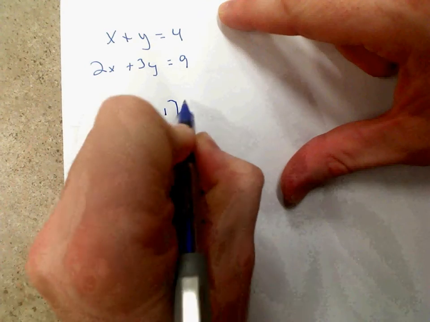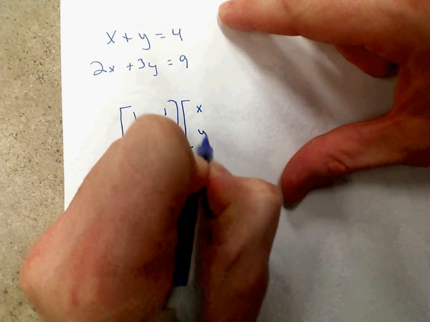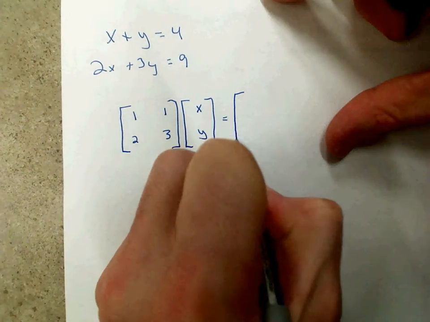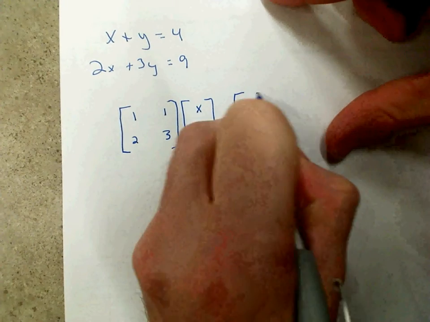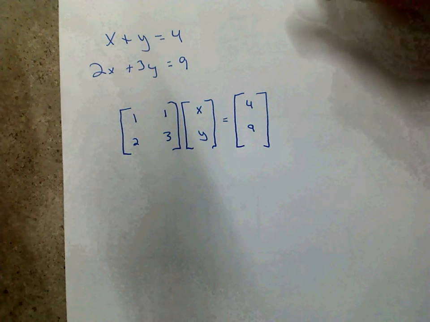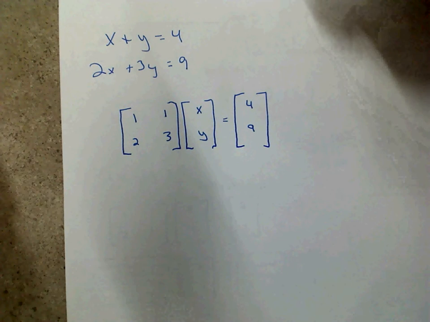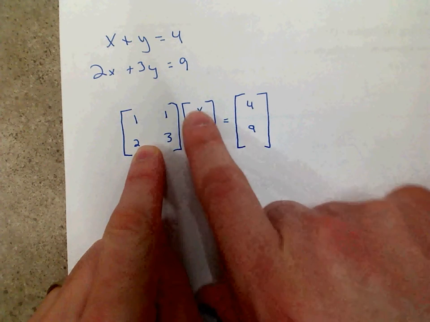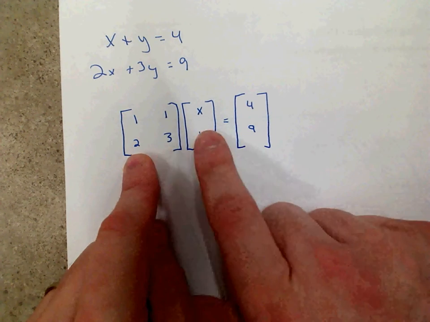and then take your variables, and then take your constants, and create a matrix equation. Now from here, remember the whole goal is that we need to multiply by the inverse to get this gone, so that x and y will be by themselves. This has to go away so that x and y are by themselves.